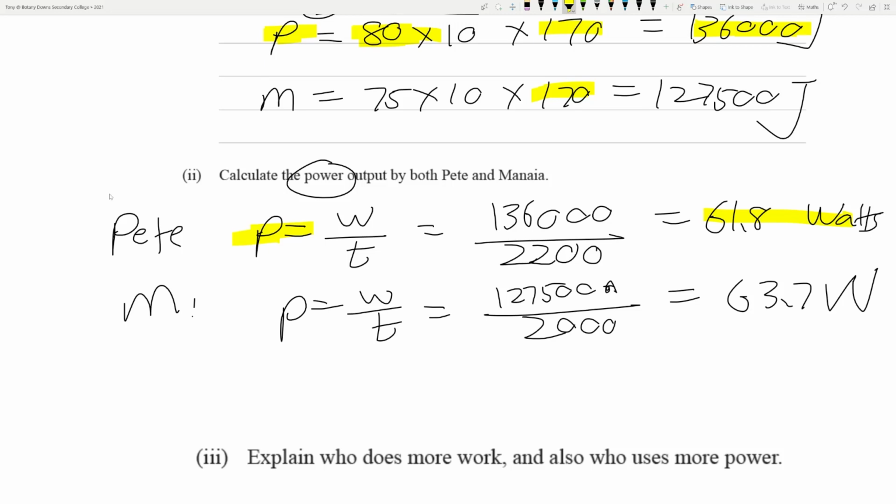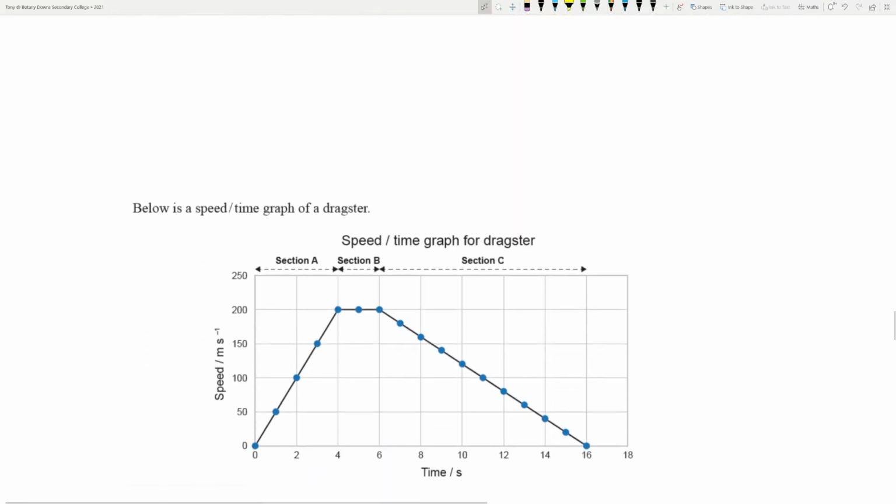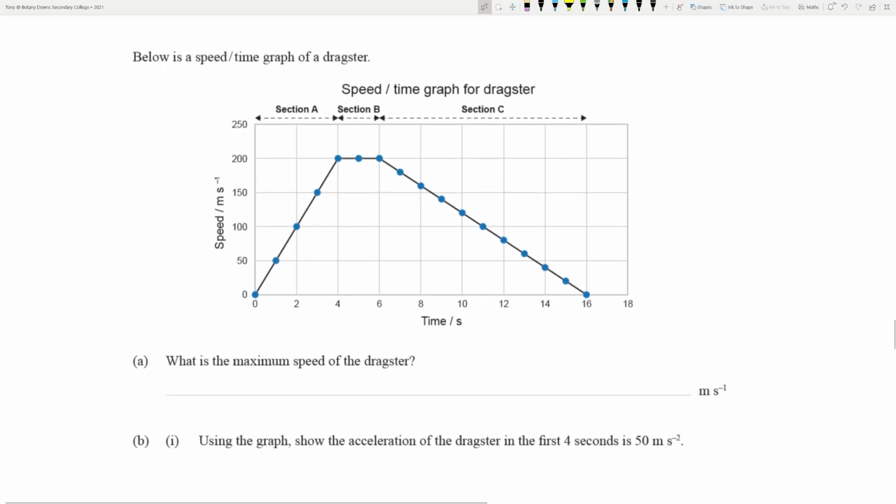So in this case, a larger person would obviously require more work to pull him out of the cave. Now, when we look at the power, why did she have more power? Why was she more powerful? It is because even though she did less work, her time was quite short. She used significantly less time compared to Pete. So even though she did less work, she did it in less time, and that worked out that she's more powerful. Okay, so that's how that question works. Excellent question there.